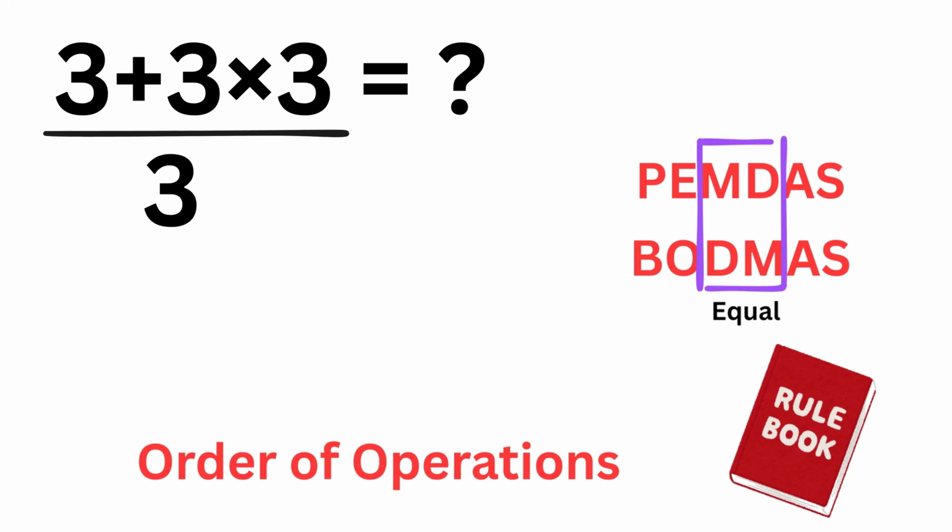Remember that multiplication and division have equal priority, and we have to work from left to right. And the same applies to addition and subtraction.